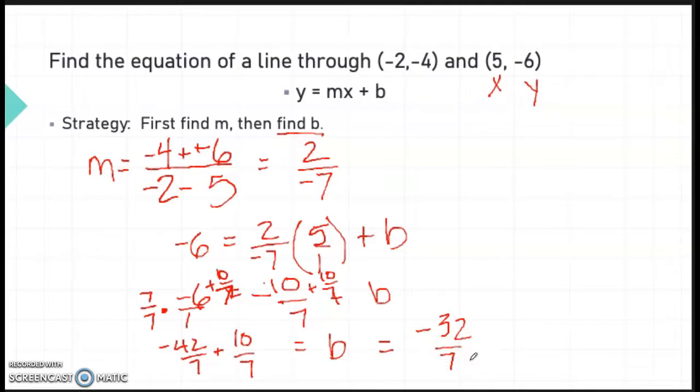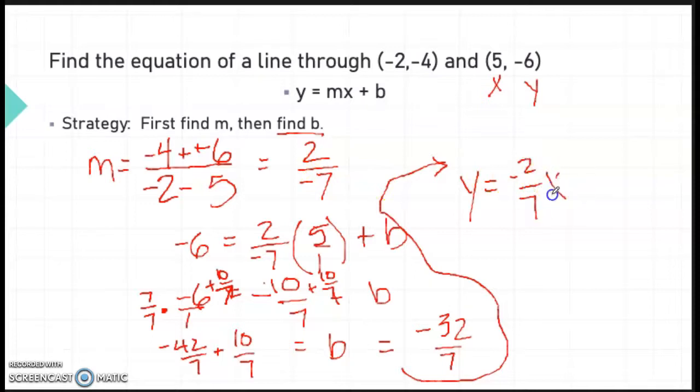I'm running out of room, but I would rather you keep working downward. So I'm going to come up here, and I'm going to put it all together. I need my equation. It would be y equals m, remember, m is -2/7, x plus b, and b is -32/7. It looks crazy, but that's my equation.